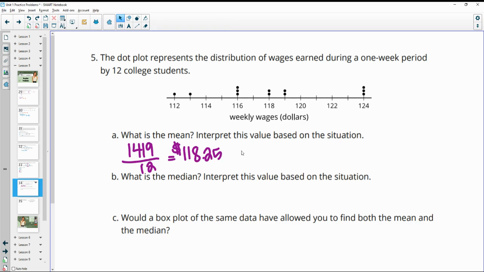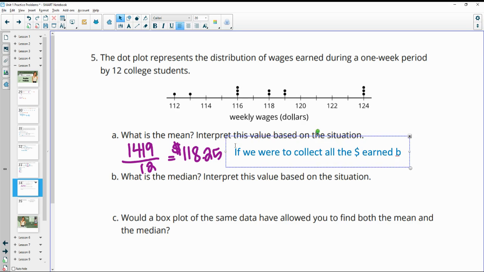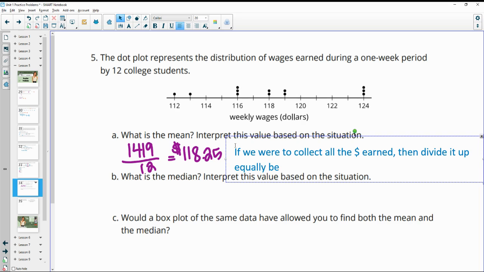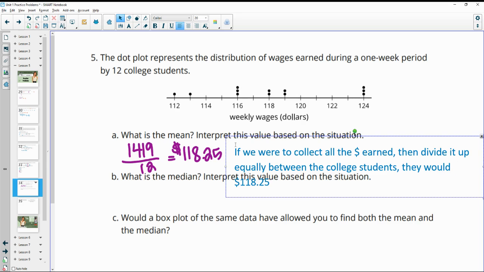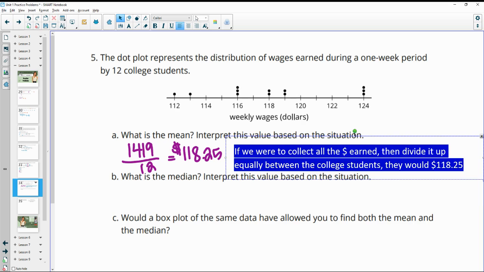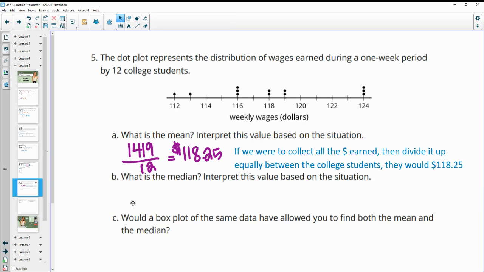And then it wants us to interpret this. So this would mean if we were to collect all the money earned, then divide it up equally between the college students, they would all get $118.25. So if we were to pool up all of the money and then distribute it evenly, everybody would get $118.25.